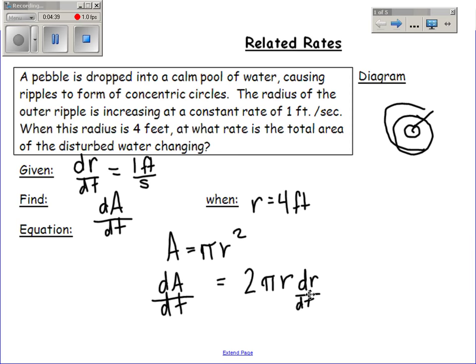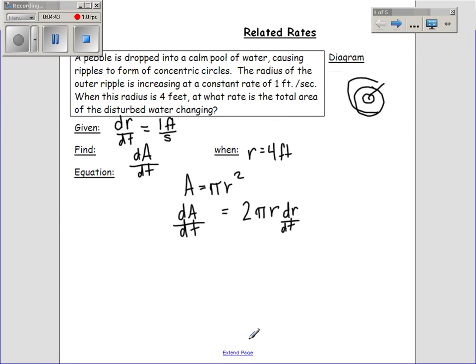At this point, we want to fill in what we know and what is given to us in the problem. We don't know dA over dt. That is what we are trying to find. So that's going to remain dA over dt. I'm going to have 2 pi. I would like to find the change in the area specifically when our radius is 4, and our problem is telling us that our radius is changing at a rate of 1 foot per second.